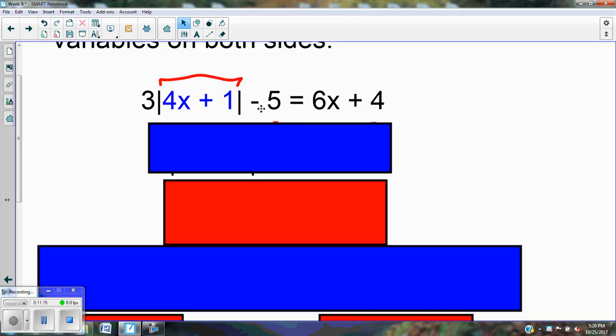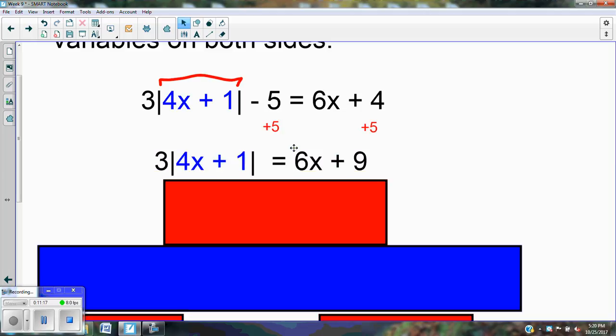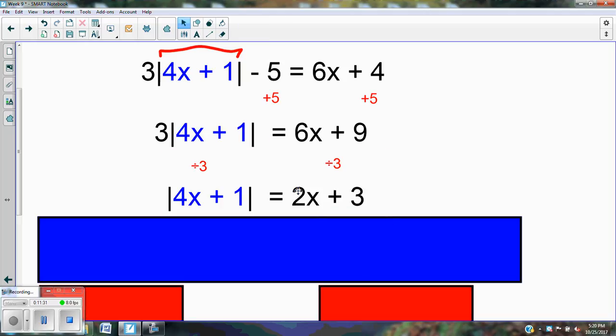So to get this piece alone, first we're going to start by adding that 5 to both sides. So add 5, add 5. It's now 3 times the absolute value of 4x plus 1 equals 6x plus 9 instead of plus 4. Next, we're going to divide both sides by 3 to get rid of this piece. So again, remember you have to divide the entire side by 3. So that goes away and just leaves our absolute value. This entire side divided by 3, you have to distribute the divide by 3 to each term separately. So 6x divided by 3 is 2x, 9 divided by 3 is 3.